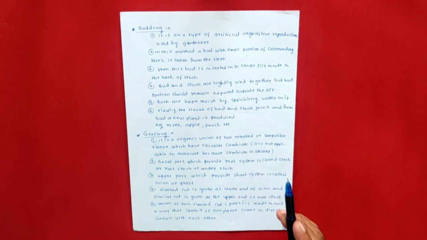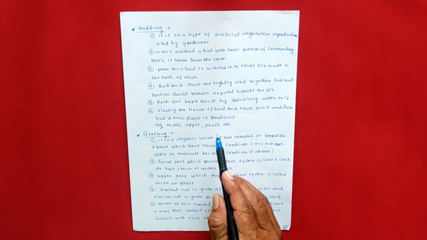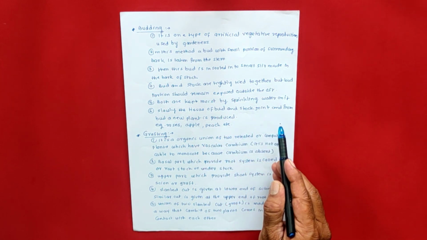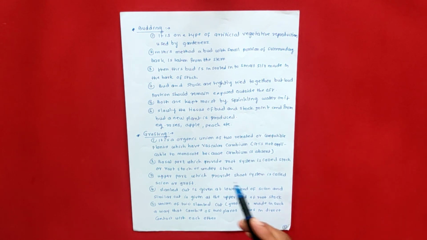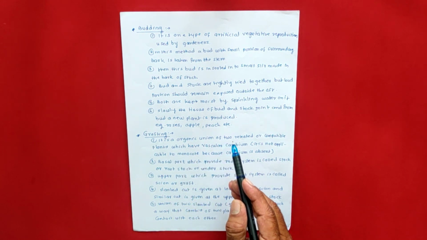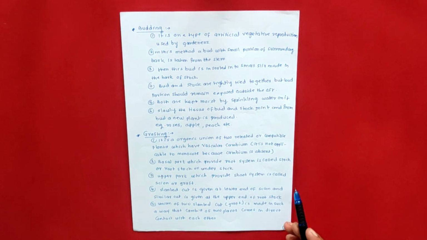Both are kept moist by sprinkling water on them. Slowly, the tissues of the bud and stock join, and from the bud a new plant is produced. It is mostly done in rose, apple, peach, etc. After budding, the grafting method is done.